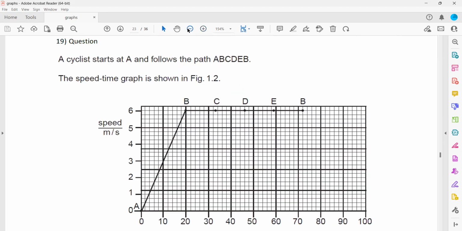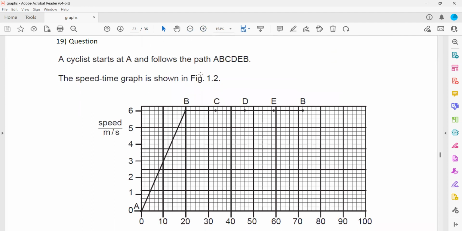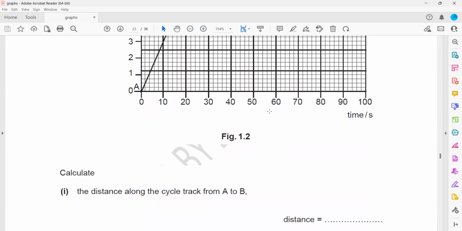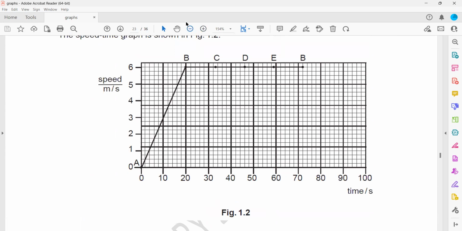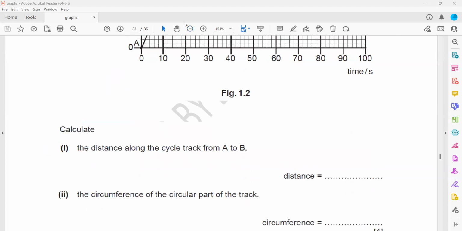In question 19, a cyclist starts at A and follows the path A, B, C, D, E, B, meaning he returned. A speed-time graph is shown. Calculate the distance from A to B. How to calculate the distance from A to B? From A to B, it is making a triangle. So how to find the distance? Half base times height. The base is 20 and the height is 6. So it will be 60 meters.